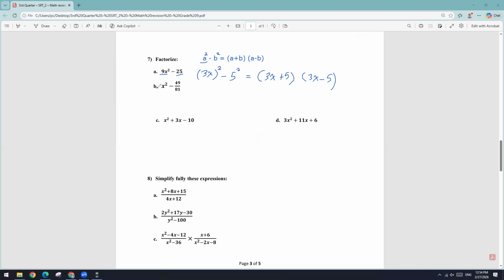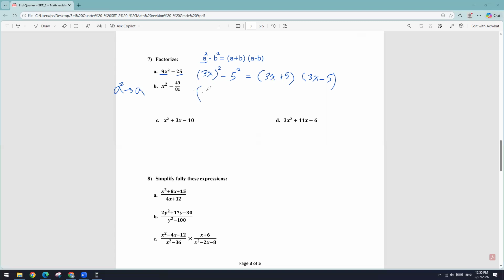Now, the second one, x squared minus 49 over 81. Actually, when I'm taking a squared to a, what does that mean? In other words, it means I am taking the square root. So look, for 25, what was the answer? 5 and 5. What does that mean? I am taking the square root of it. So let me do this one, x squared minus 49 over 81.